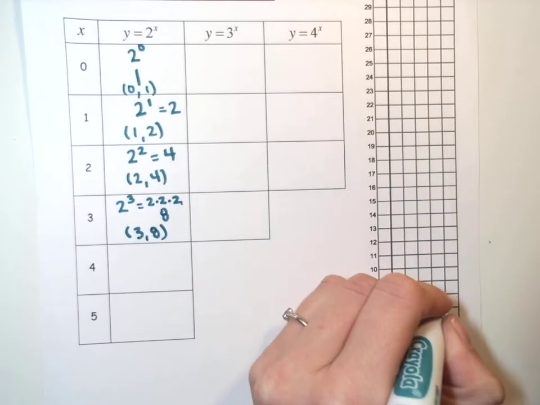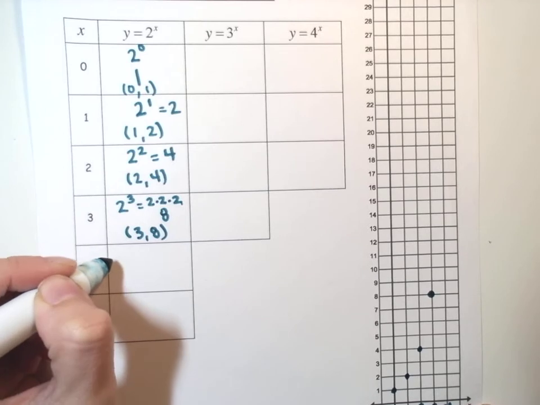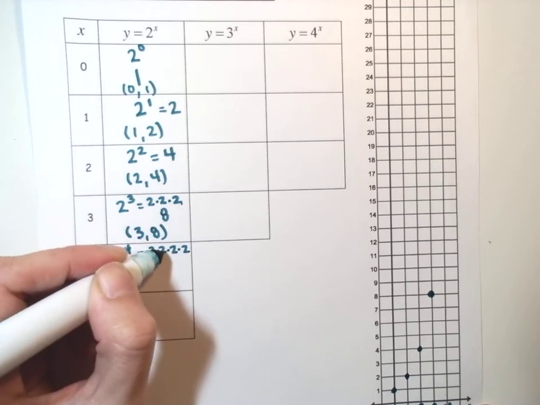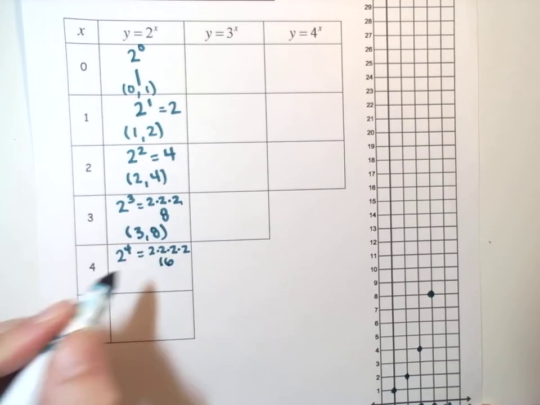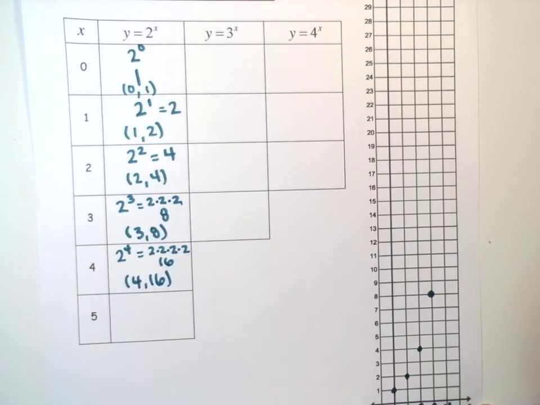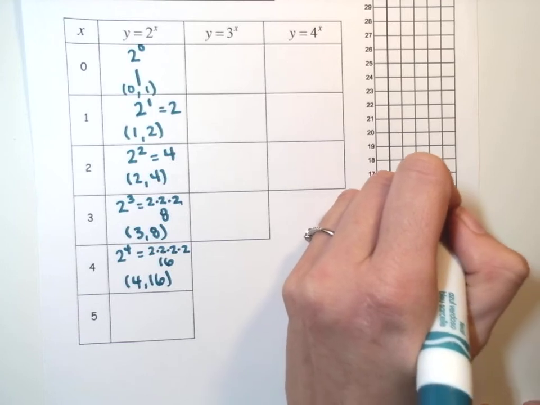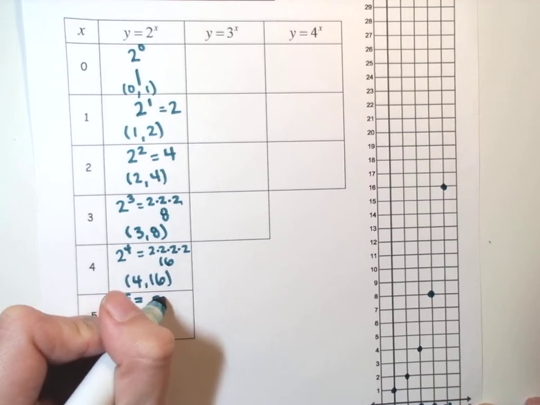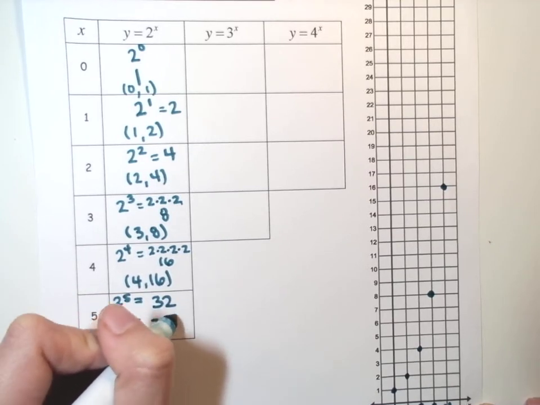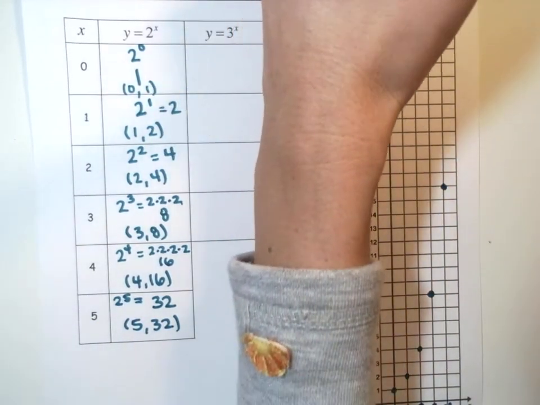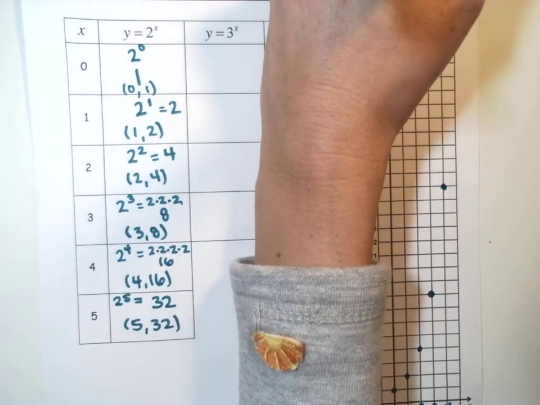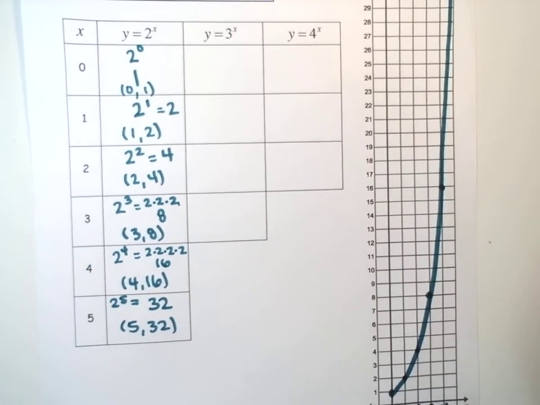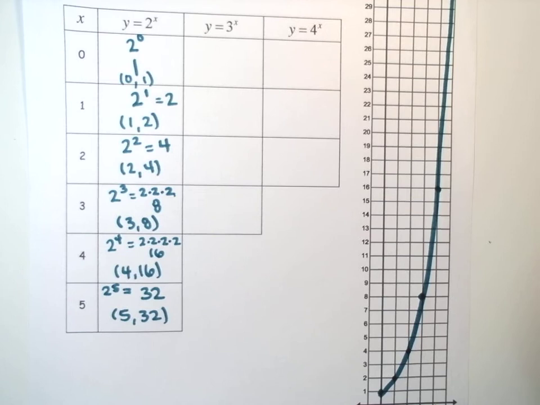Go to 3. And then we have 4, so 2 to the 4th power, that's 2 times 2 times 2 times 2. 2 times 2 is 4, 4 times 2 is 8, 8 times 2 is 16. So our next point is 4, 16. Go to 4 all the way up to 16. Then our last one is 2 to the 5th power, so we multiply 16 by another 2, and that's 32. The last point is 5, 32.